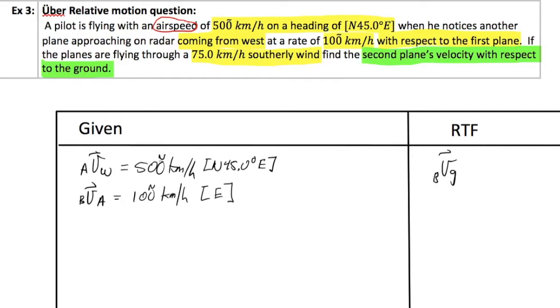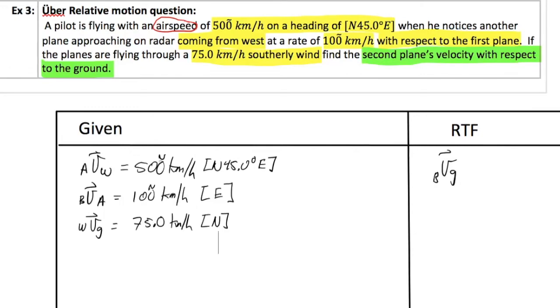And then finally, we have the wind's velocity with respect to the ground. So the wind's velocity with respect to the ground is equal to 75 kilometers per hour north, because southerly means that it's coming from the south, which means it is moving north.